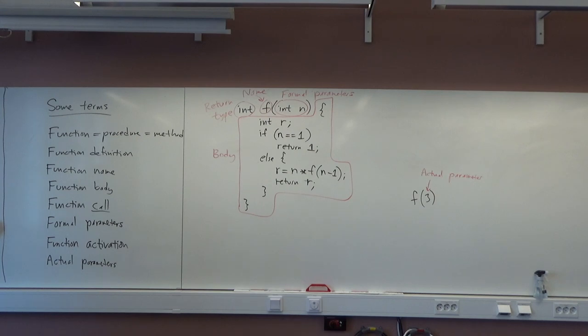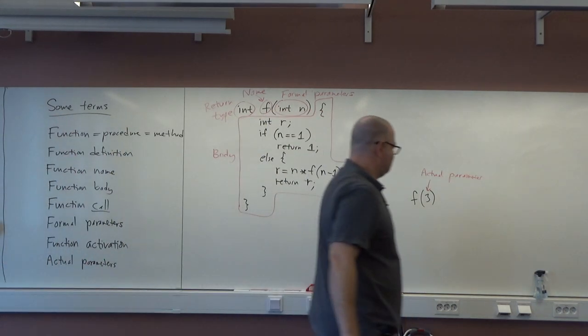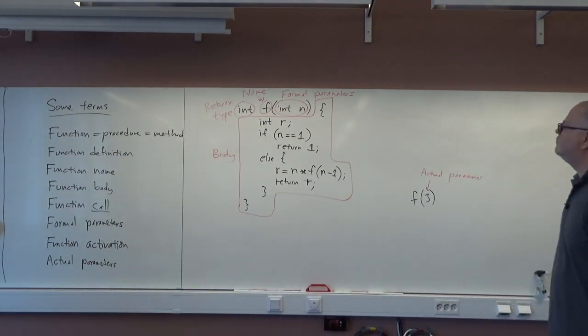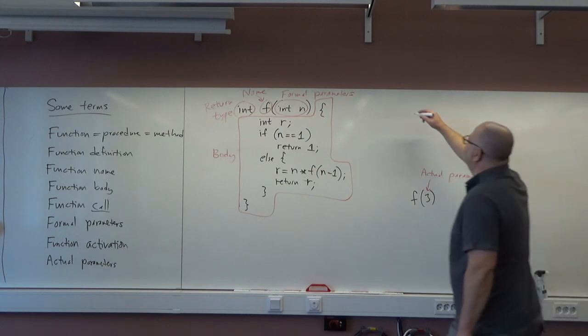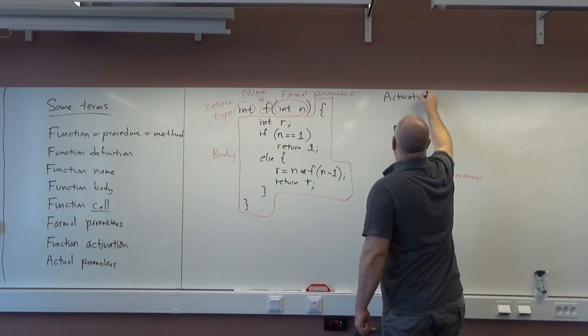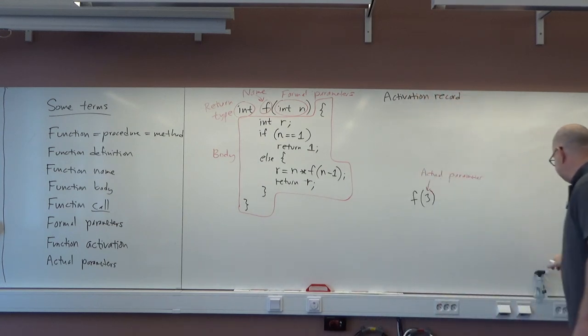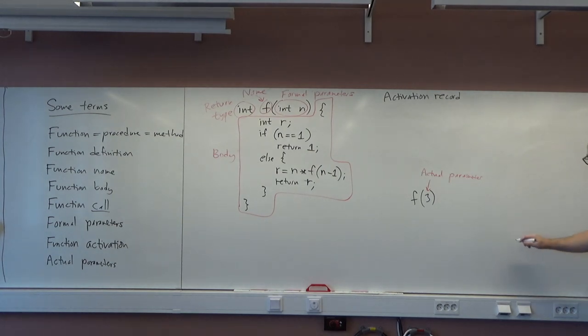So, when the function is activated, you get something that's called an activation record. I don't have space to write it there, so I'll write it up here. Activation record. And you remember, possibly, the call stack.